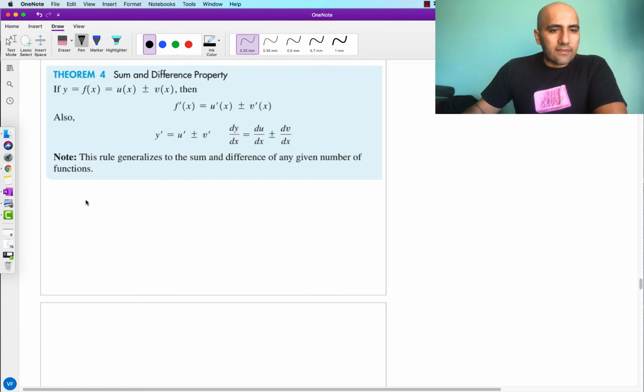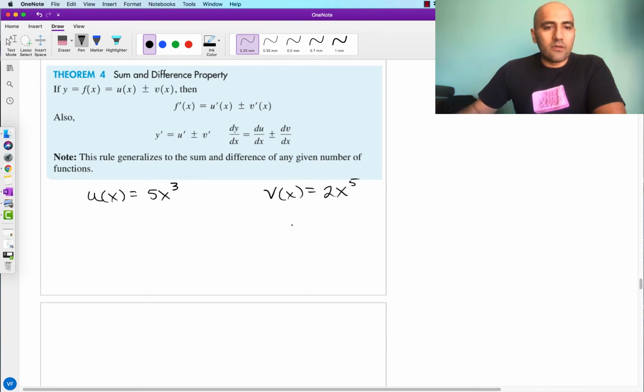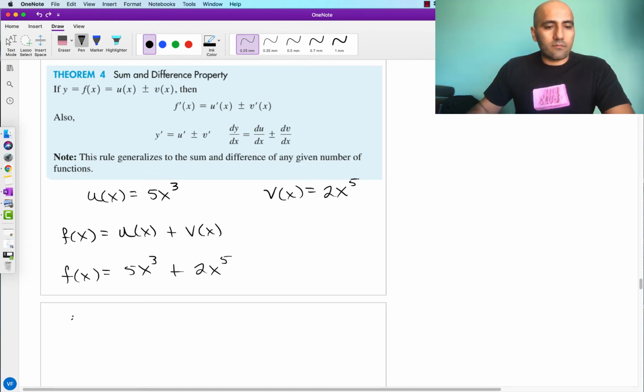For example, let's say that the u of x function is equal to 5x to the third power, and let's say that the v of x function is equal to 2x to the fifth power. So now if we define this new function, f of x equals u of x plus v of x, or f of x is equal to 5x to the third power plus 2x to the fifth power, and you're asked to find the derivative, f prime of x.